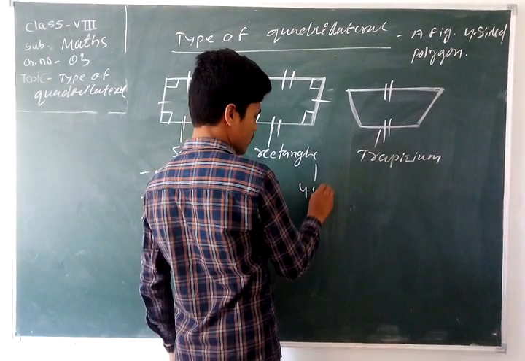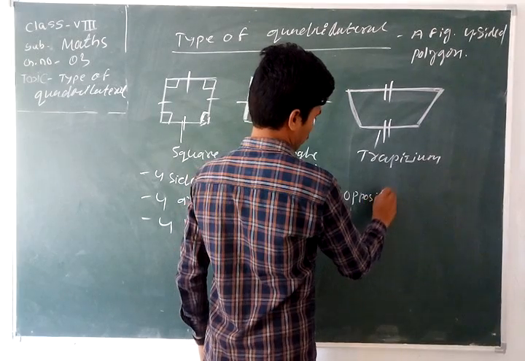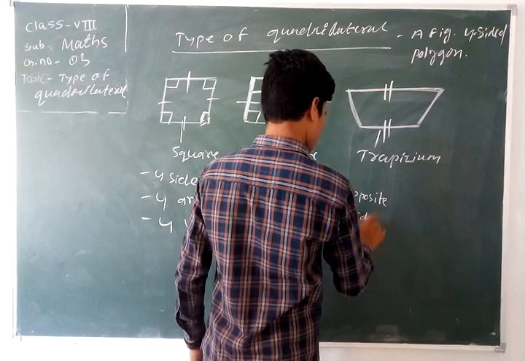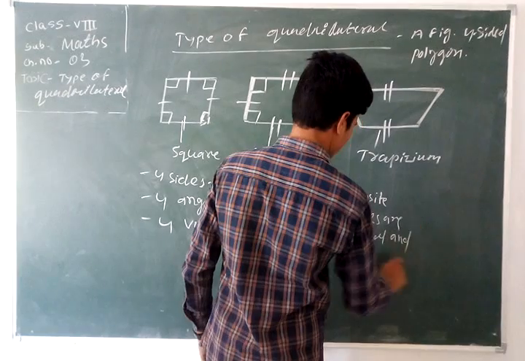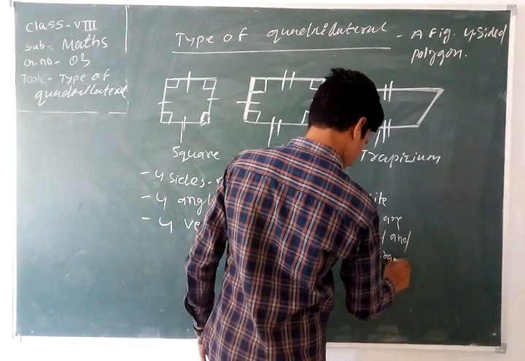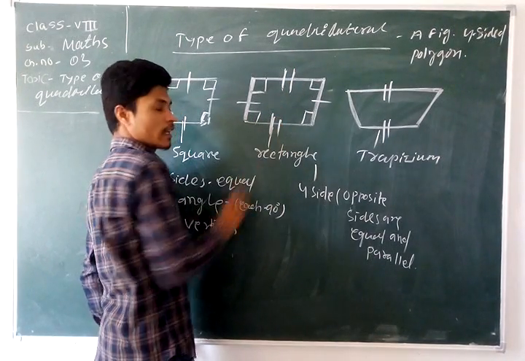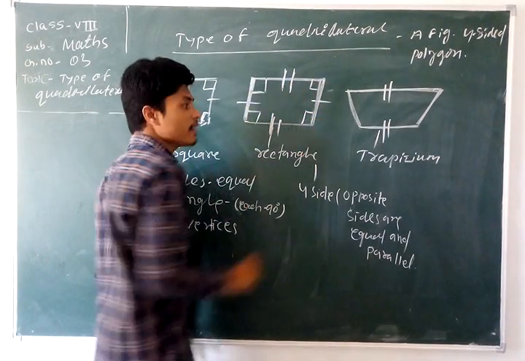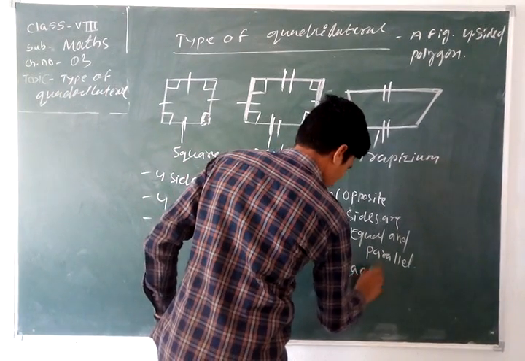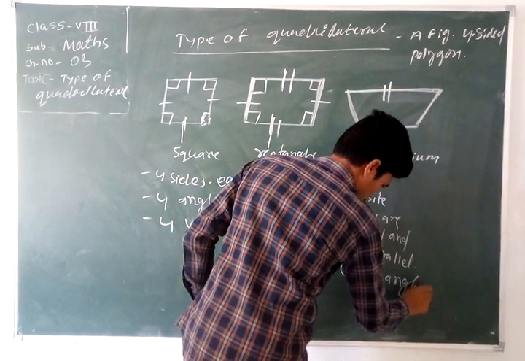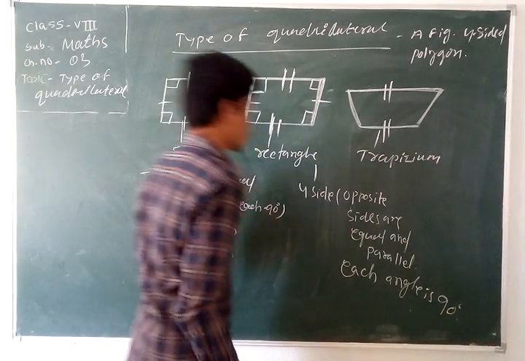Four sides. How many sides? Four sides, but opposite sides are equal and parallel. These two sides are equal and parallel. Clear about it? And also each angle is 90 degrees. Here each angle is 90 degrees. Clear about the square and rectangle.